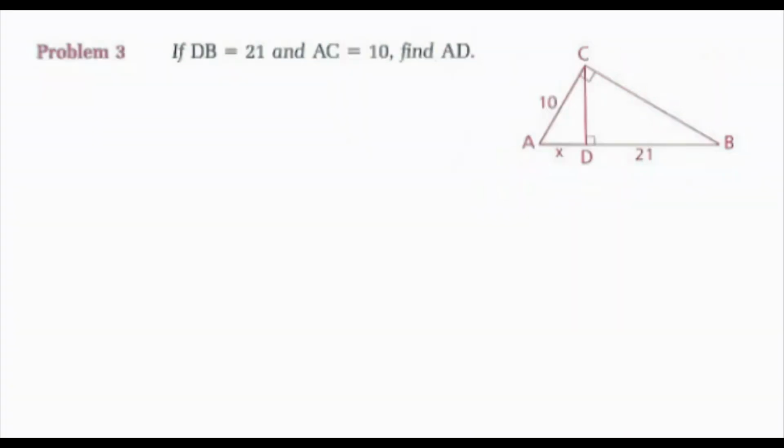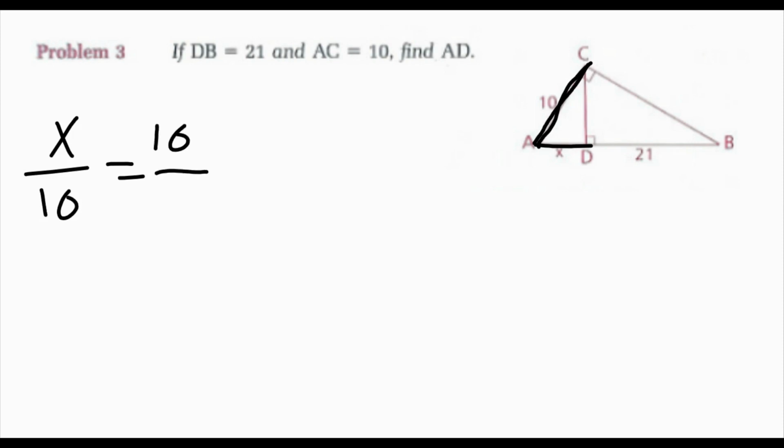And lastly, problem 3, if DB equals 21 and AC equals 10, find AD. So here I'm comparing my small triangle, triangle ADC, with my large triangle, triangle ABC. So I'm going to set up my proportion of AD over AC, which is the short side over the hypotenuse. So x over 10 is equal to the short side of my large triangle, which is AC, which is 10, over the hypotenuse, which is AB, which would be x plus 21.